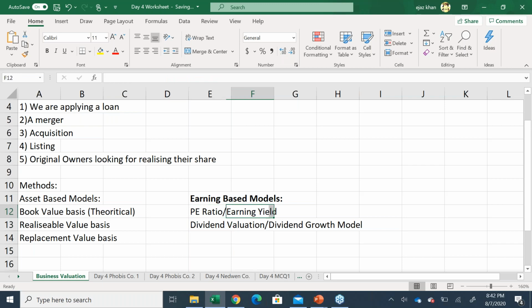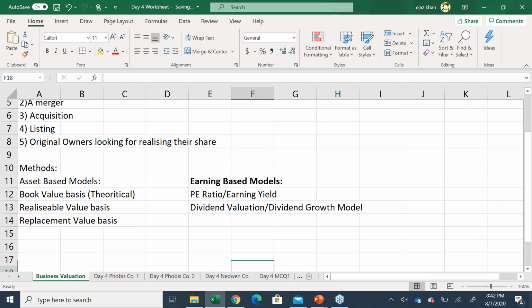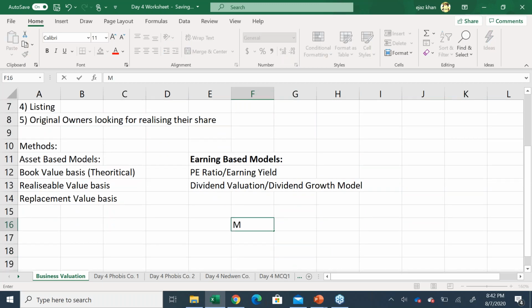So what is the PE ratio method? A quick understanding of the PE method. PE is the price earning ratio. Let's say we have a company A which we are trying to acquire, and we want to find out the value of this company A. So this company is called the target company, and we have a similar company in the market which is called company B, and we call it the proxy company.